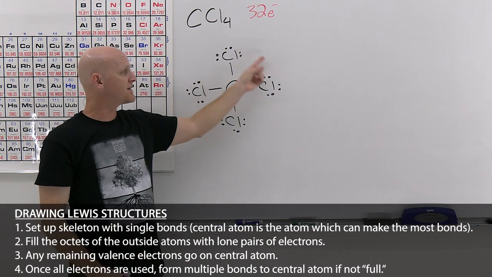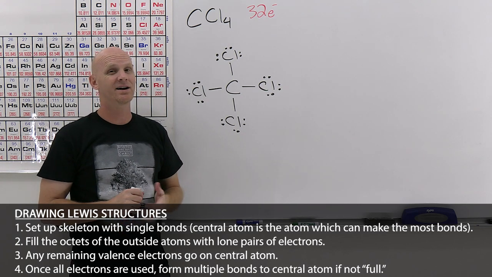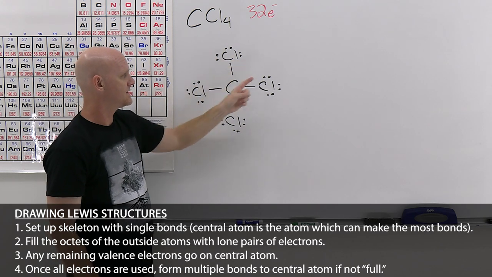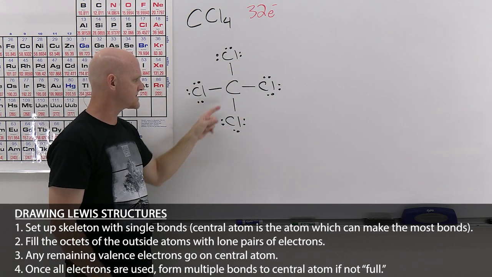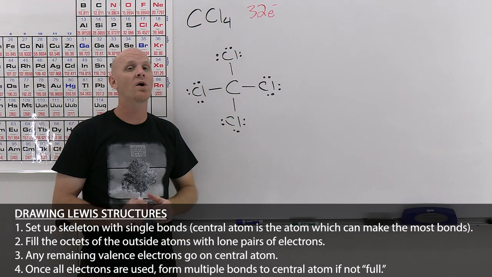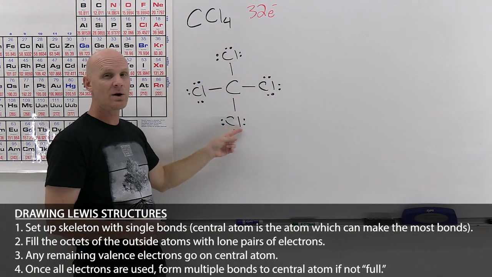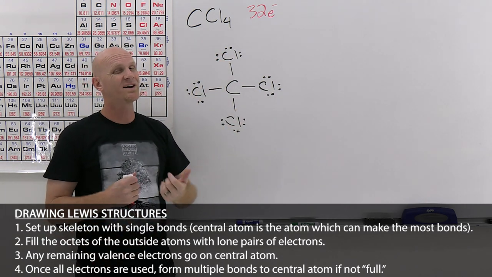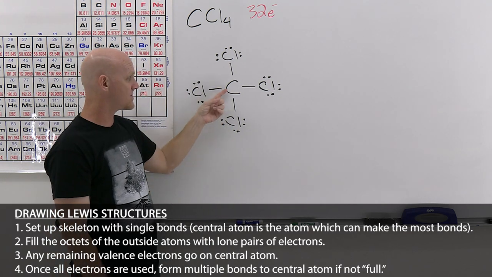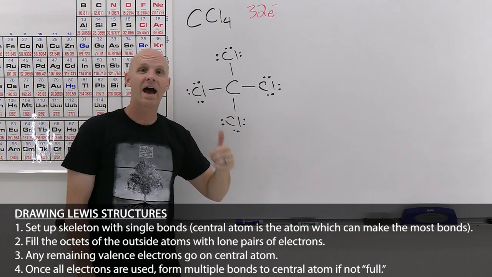And so once you fill up those outside atoms, you've got to ask yourself a question: do you have any valence electrons left to go? Well, in our case, we got 2, 4, 6, 8, four times. So that's 8 times 4, which is indeed 32, and we are out of electrons. Now, because we worry about filling up the octets of the outside atoms first, we can end up in situations where the central atom did not get a filled octet. In our case, the carbon says, I've got 2 there, 2 there, 2 there, 2 there. That's a total of 8 around me, and it's happy.